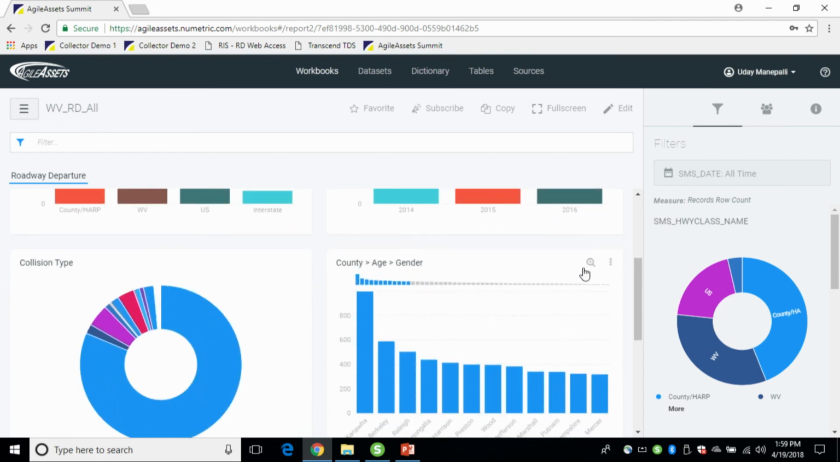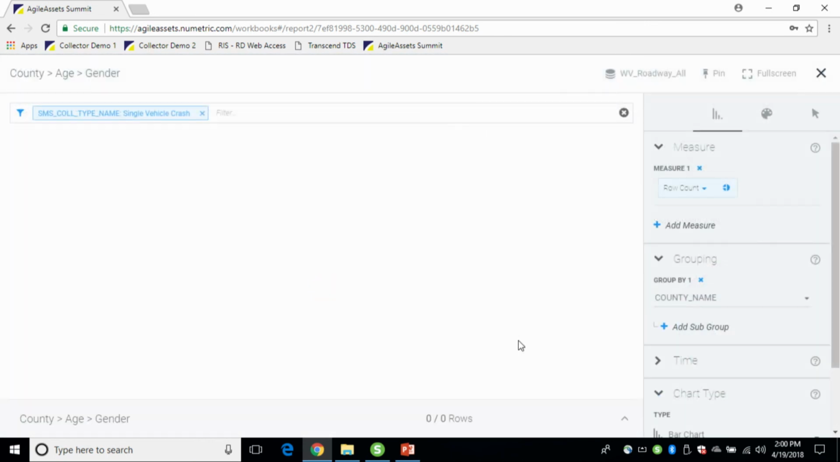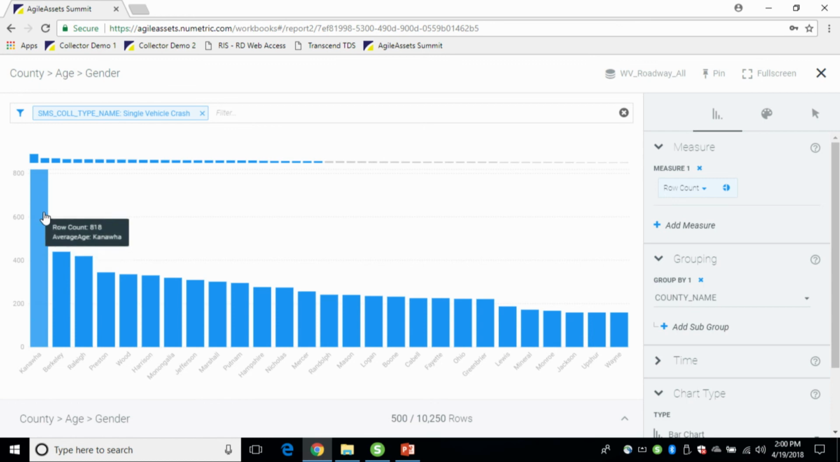And if I'm going into the details, let's look at the definition that Marsha provided, which is roadway departure crash. We're looking at single vehicle. So I'm looking at single vehicle crashes. And now I want to look at all my counties. I'm seeing that Kanawha County has the highest number of crashes. To give you a brief background, Kanawha County is the most populous county in West Virginia, and the capital city Charleston is located in this county.